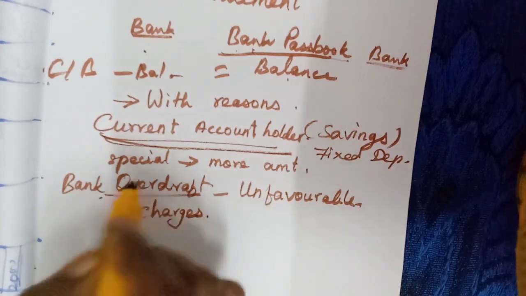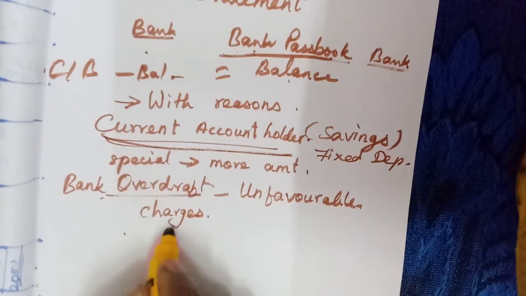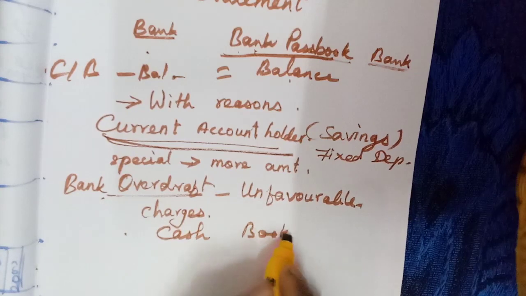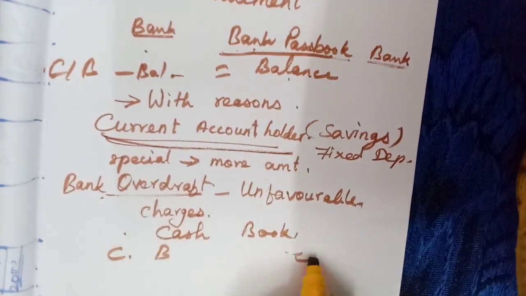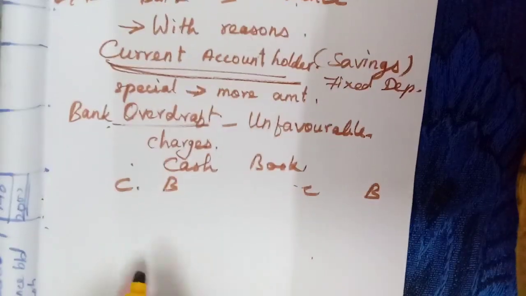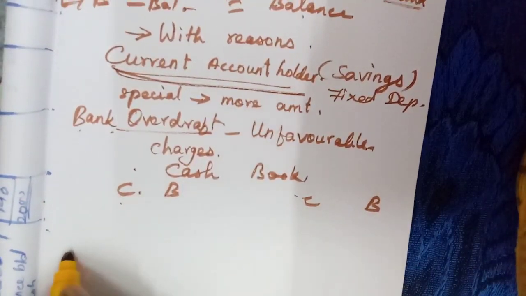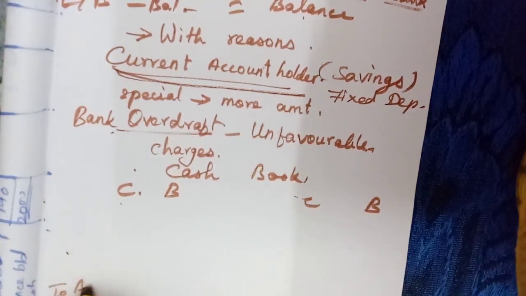Here again we need to know one more thing. In the cash book we have a two-column cash book and a triple column cash book, isn't it? Cash column and bank column. Here also cash and bank. We know this cash column always has a debit balance, that means balance brought down.